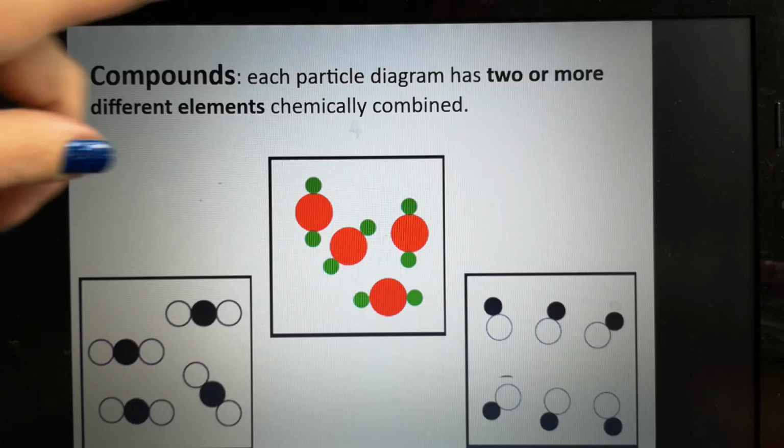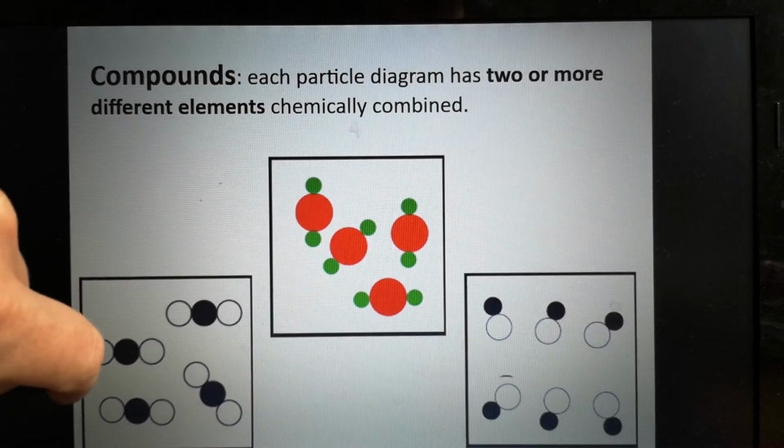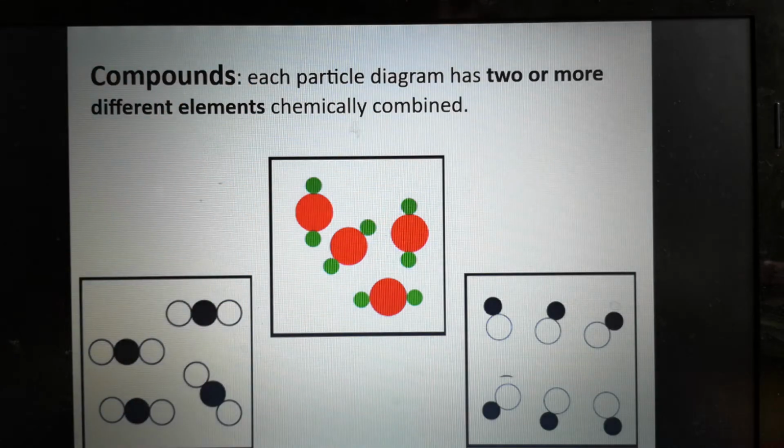And particle diagrams, sometimes they're in colour and sometimes they're in black and white, and sometimes the balls are the same size and sometimes they're different sizes as well. But we can see that they're compounds because the balls are joined together.